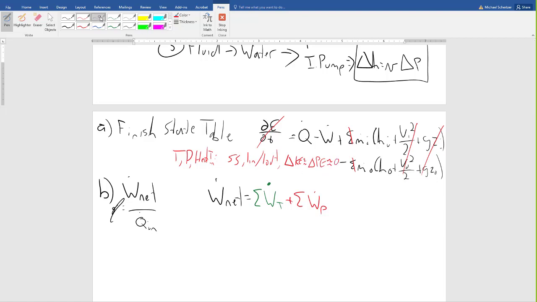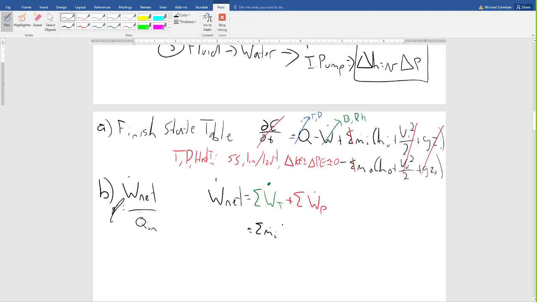And then when we have turbines and pumps, there's going to be no heat transfer. And when we have, well, let's pick a different color, green. When we have boilers or reheaters or whatever you want to call them, anywhere where we're adding heat, we're going to say that's passive.